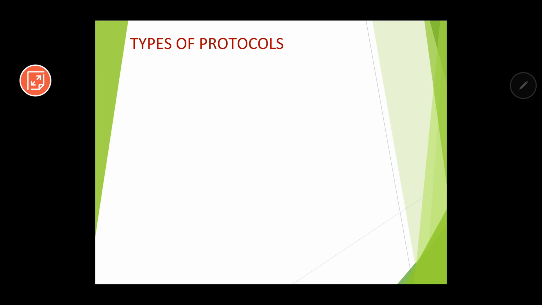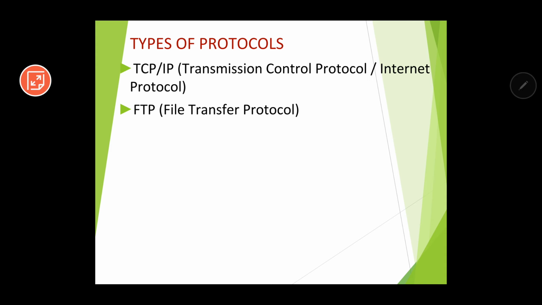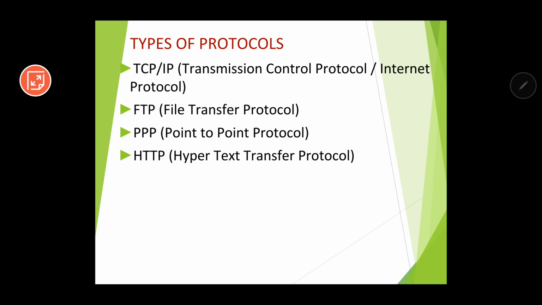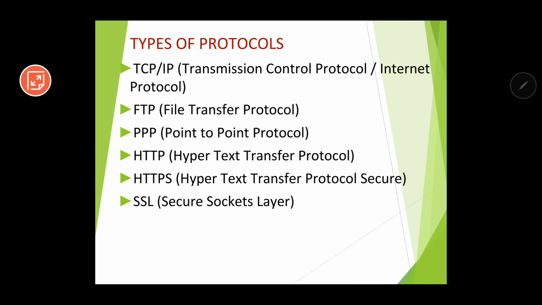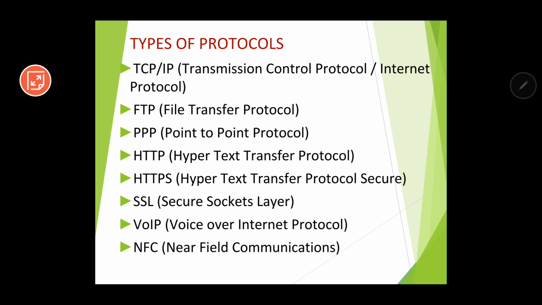So now we go to the different types of protocol. First we'll be discussing TCP/IP, then FTP, then PPP, HTTP, the full forms are given side by side, then HTTPS, then SSL, then VoIP, and finally NFC or near field communications. There are some more protocols which come under email communications. I'll be discussing it in the next part.